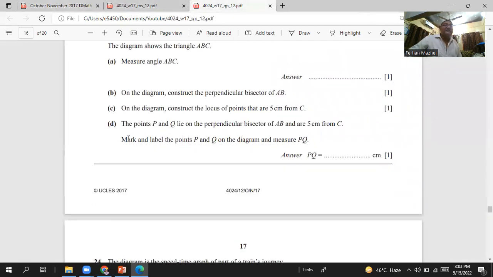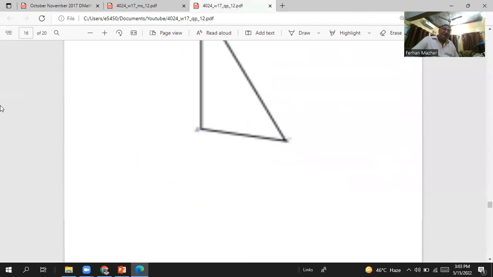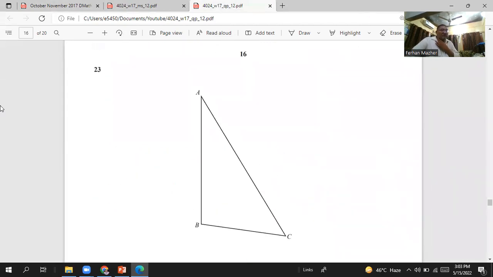Okay, the next question they are asking is, on the diagram, construct the perpendicular bisector of the AB. If you want to draw the perpendicular bisector of the AB, you will put your compass on the B, open it more than half of the AB, put an arc on this side, put an arc on this side, keep the compass the same, put the needle of the compass on A, put an arc here, put an arc here. Where the two arcs intersect, join those 2 points with each other, and that will be the perpendicular bisector of the AB.